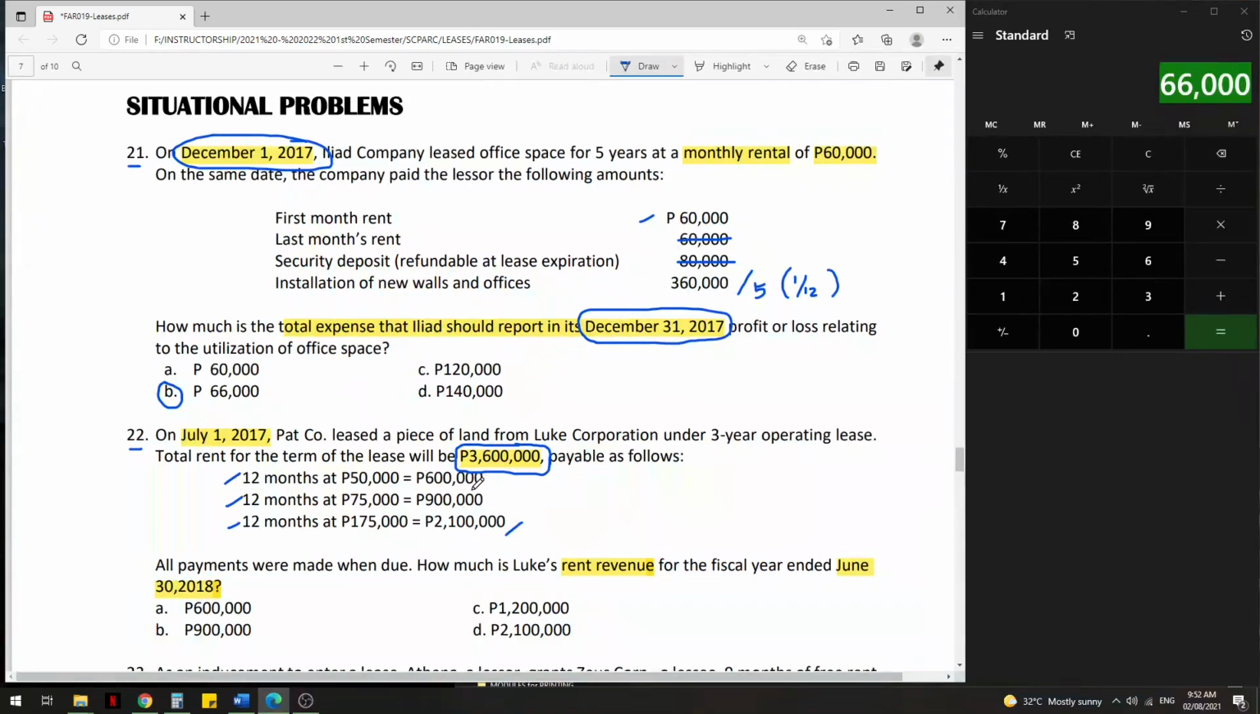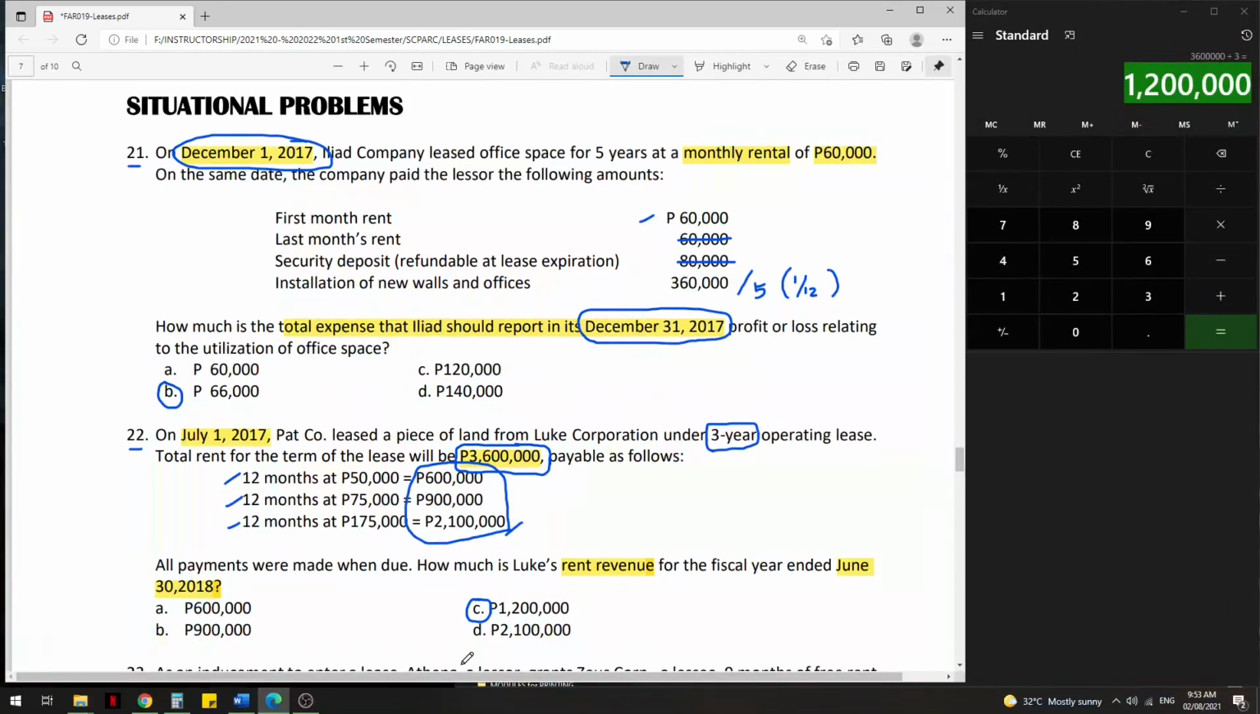When you are answering operating lease, on lessee or lessor, ito po ang gagawin mo. 3,600,000, the total potential expenses that we will be incurring, divide that by the lease term, which is 3 years in our problem here. Divide that by 3. This is what proportionately means. Even if we have 600,000, 900,000, and 2,100,000, it doesn't matter. We will recognize the expense proportionately at 1,200,000 per year.